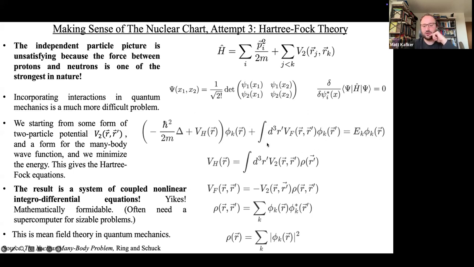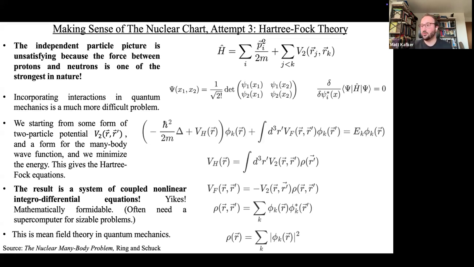You also have some other potential, which looks slightly different because you have an integral here. But the difference being this potential, as opposed to before, which just had some form, now depends on the density of the system, which depends on the wave functions. Okay, so this is a coupled system of nonlinear integral differential equations, which is insanely complicated. This is called Hartree-Fock theory. These are the Hartree-Fock equations. And we're basically just going to move right along here.